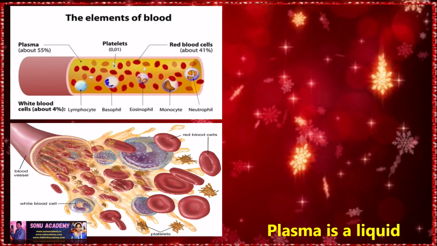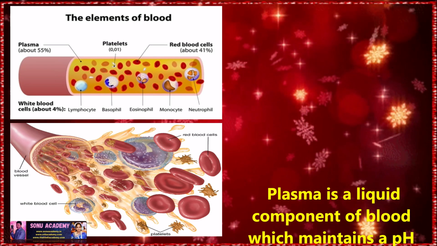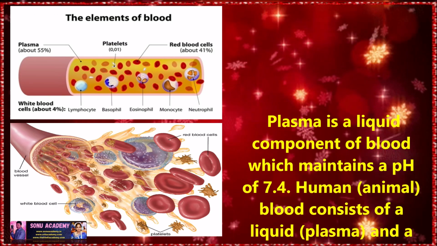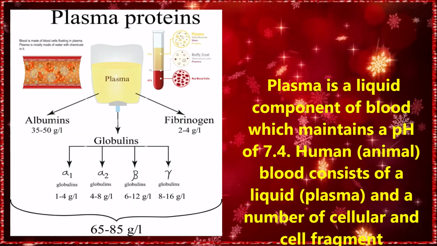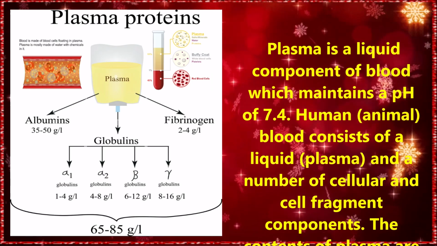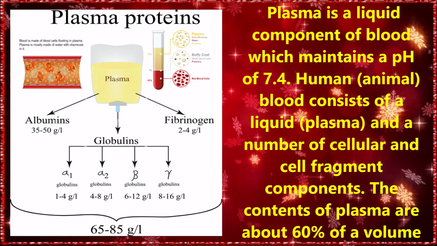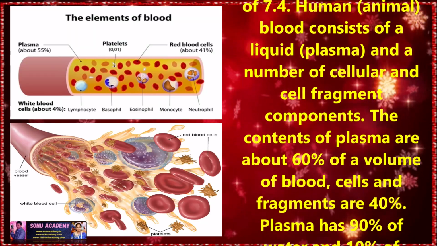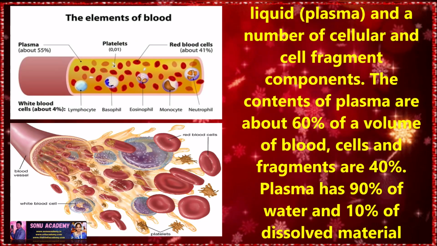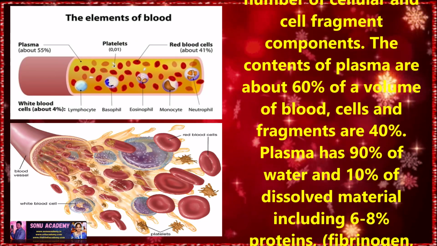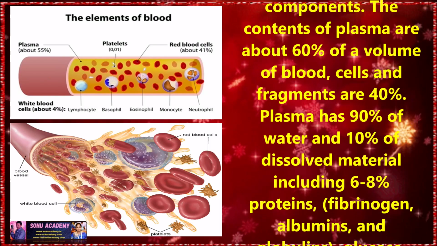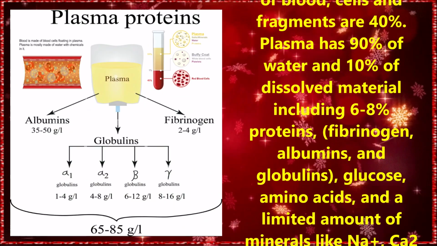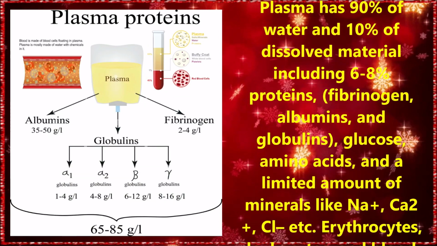Plasma is a liquid component of blood which maintains a pH of 7.4. Human blood consists of a liquid plasma and a number of cellular and cell fragment components. Plasma is about 60% of the volume of blood, and cells and fragments are 40%. Plasma has 90% water and 10% dissolved materials, including 6 to 8% proteins, glucose, amino acids, and a limited amount of minerals like Na+, Ca2+, Cl-, etc.